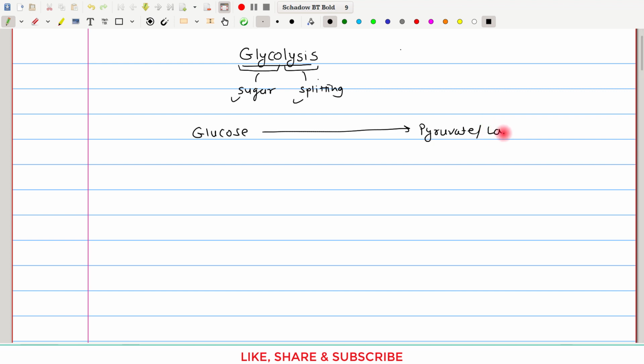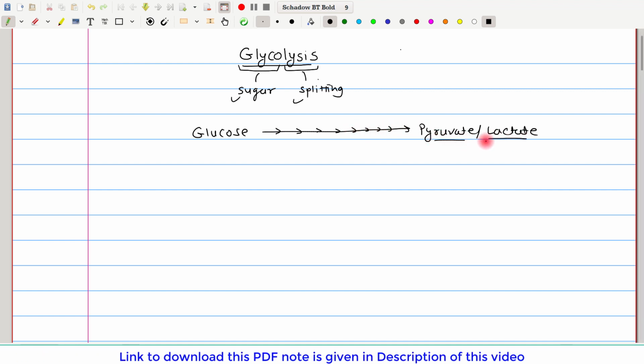This conversion occurs by a sequence of reactions. There are multiple reactions that take place and ultimately it is converted, or split, into pyruvate or lactate. And while doing so, it can also generate ATP. Right? So this is glycolysis.